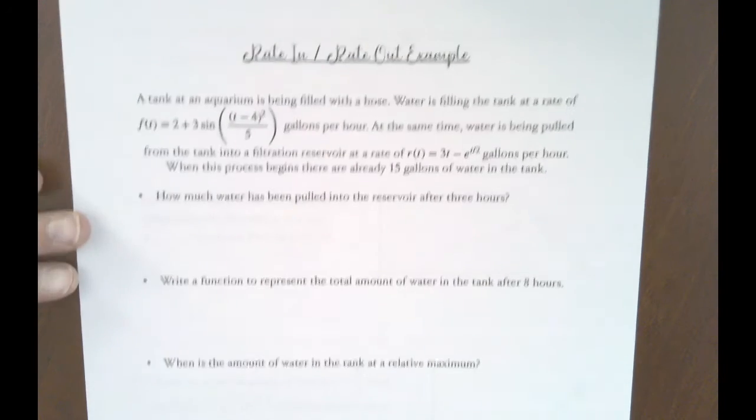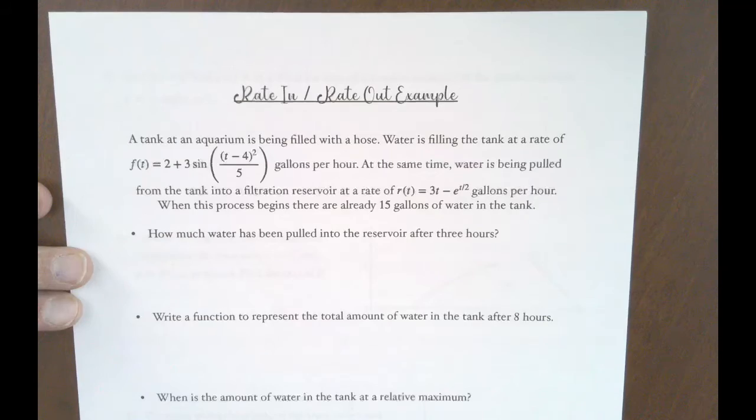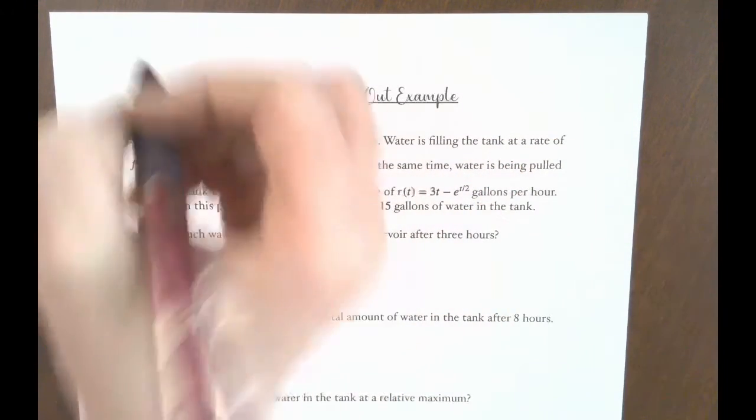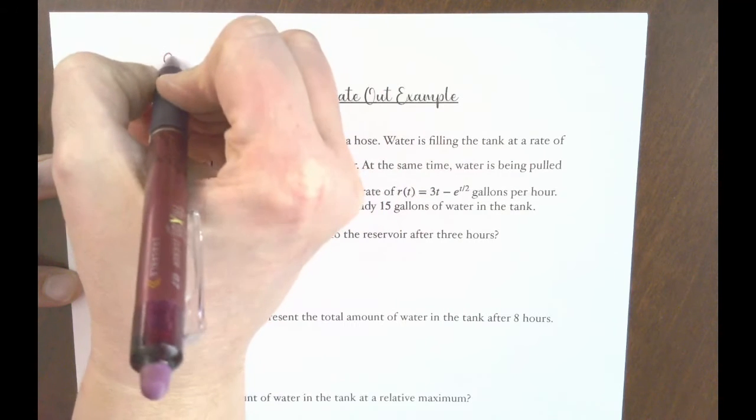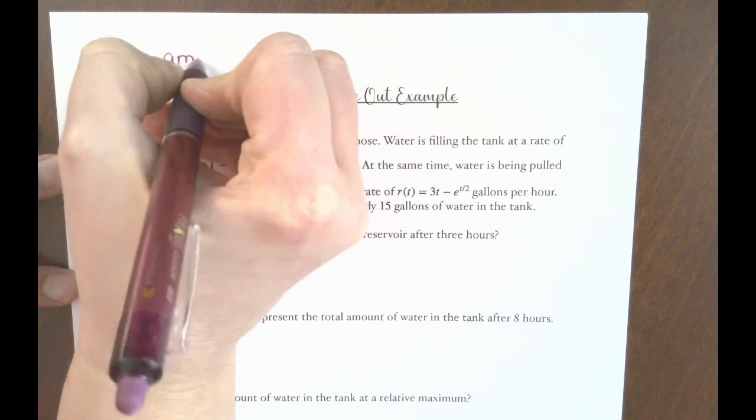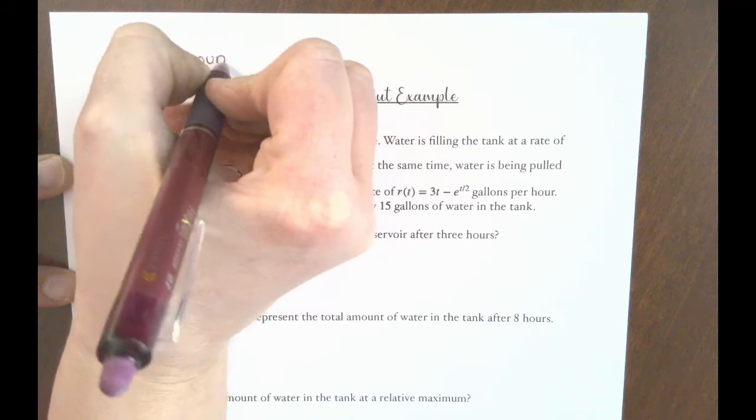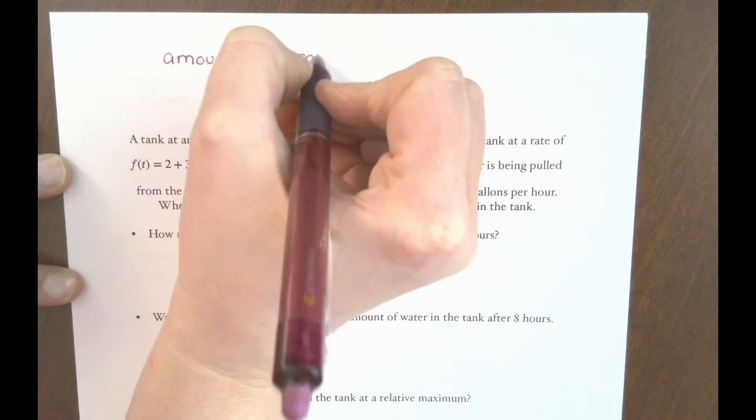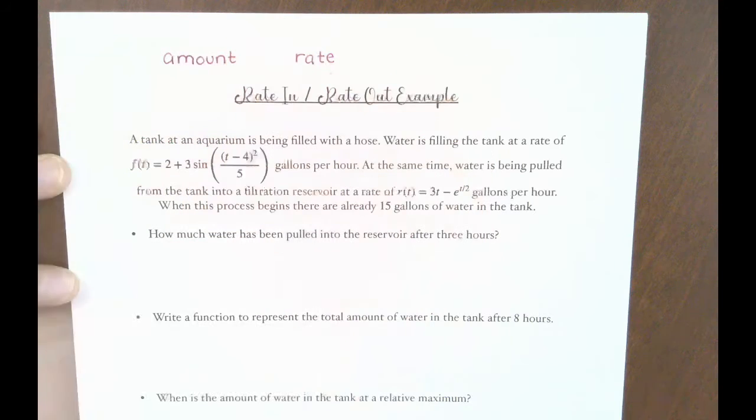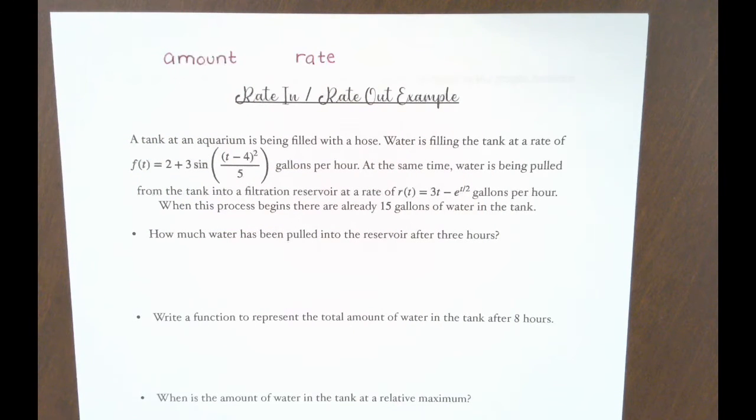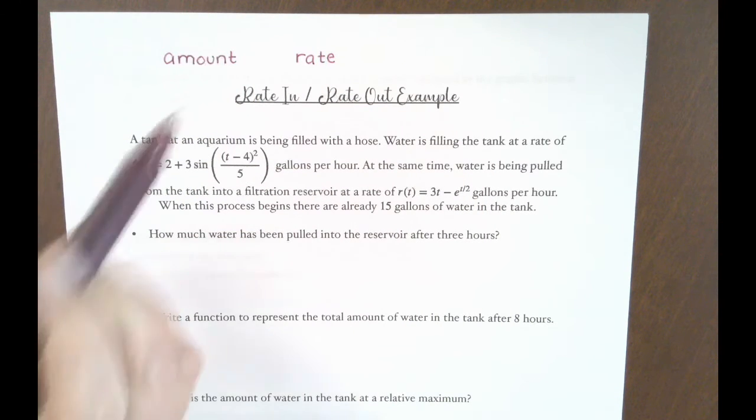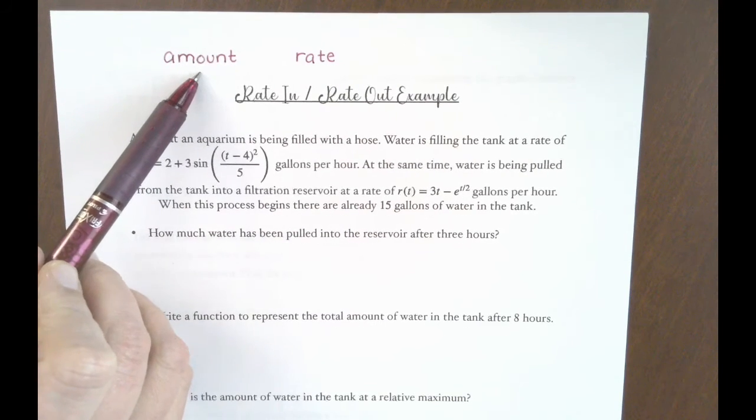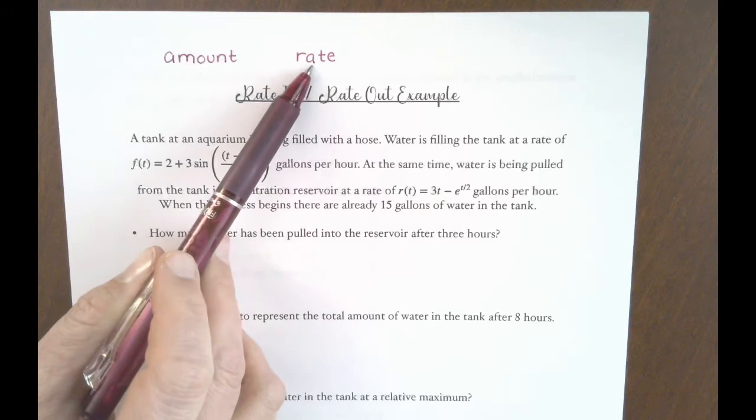Before we start with the specific example, I just want to remind you that in calculus we're typically looking at two different things. We're looking at equations that tell us the amount of something, or we're looking at equations that give us a rate of some kind. If I'm looking at people entering a store, I can talk about the number of people who have walked through the doors, or I can talk about how fast they're entering.